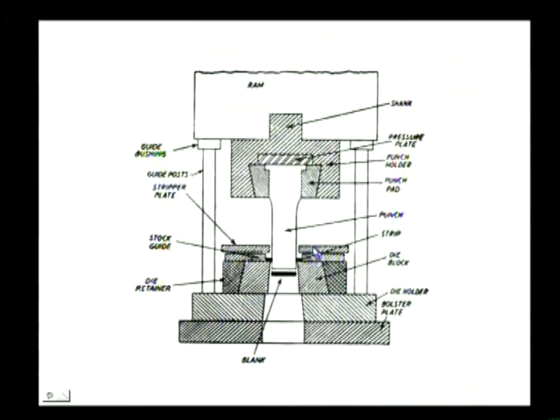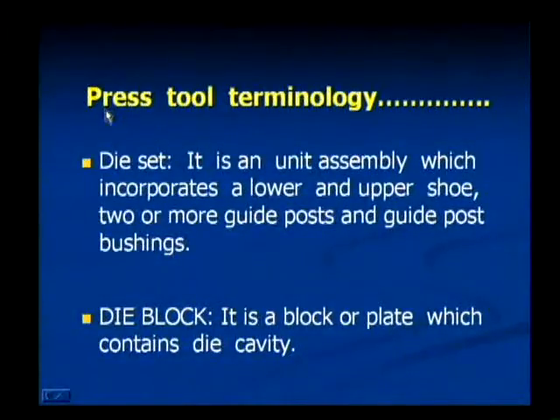Let us discuss the press tool terminology. Die set. It is a unit assembly which incorporates a lower and upper shoe, two or more guide posts and guide post bushings. So, the punch as well as the die together can be called a die set. Die block. It is a block or plate which contains the die cavity.